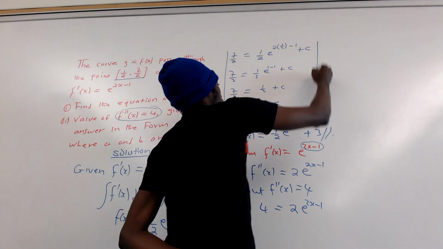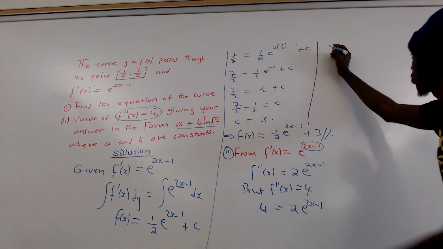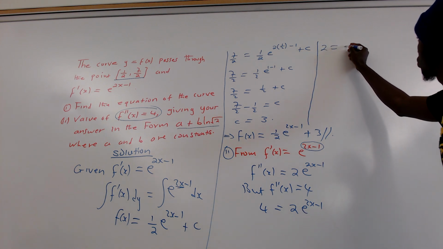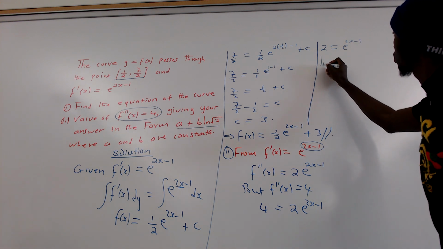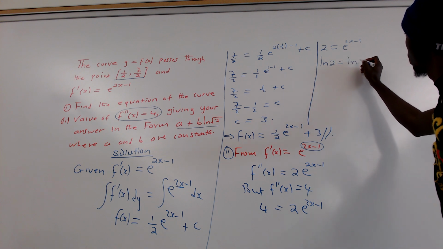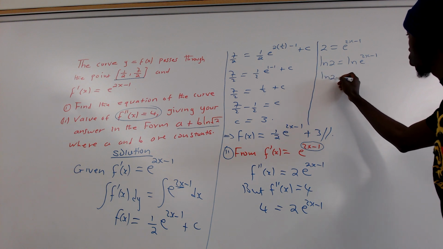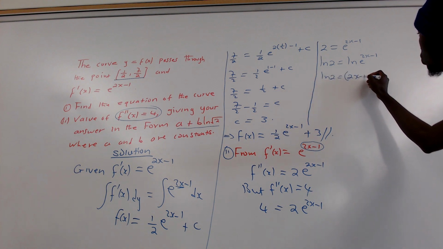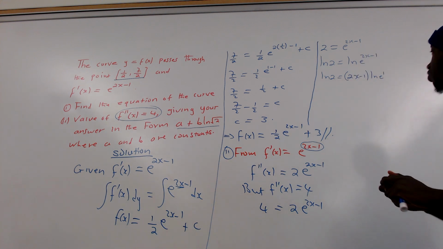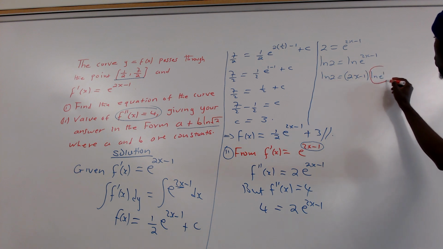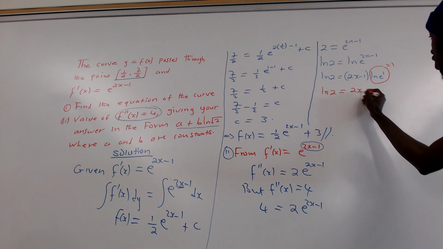So if we continue, we divide both sides by 2, so 2 equals e raised to 2x minus 1. And we introduce ln on both sides, so ln 2 equals ln e raised to 2x minus 1. This is going to be ln 2 equals 2x minus 1 times ln e. But we have to take note that ln e is equal to 1. So we have ln 2 equals 2x minus 1.